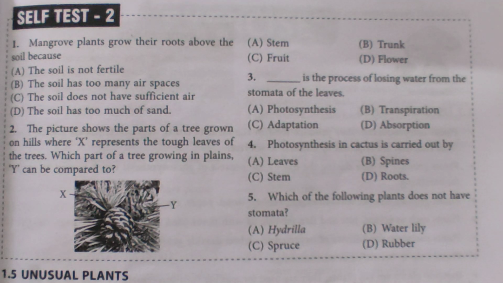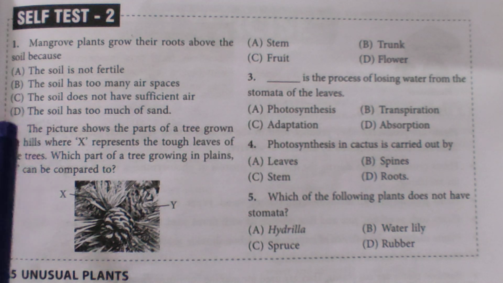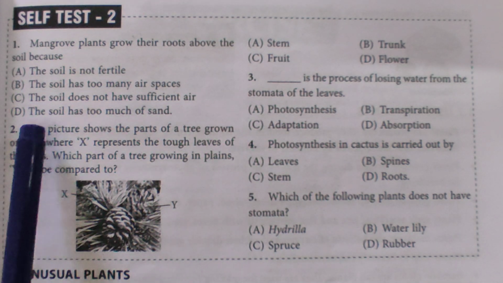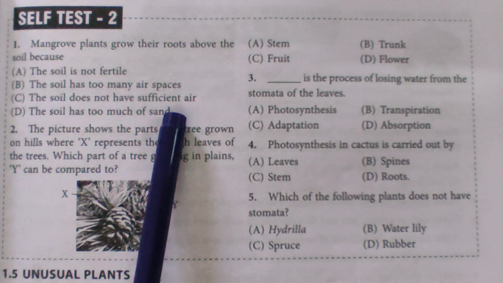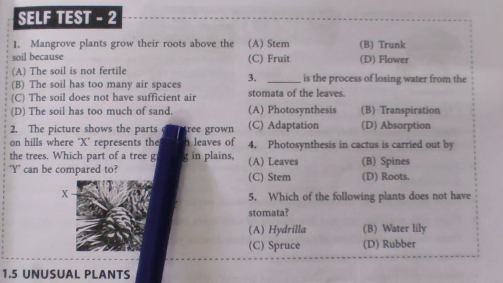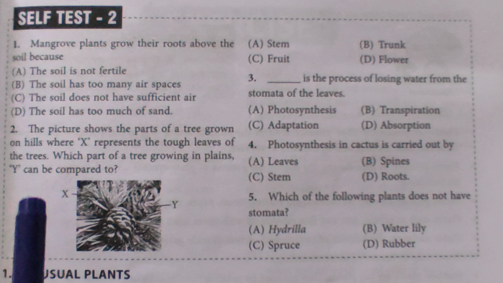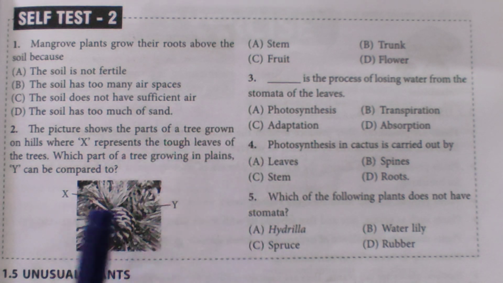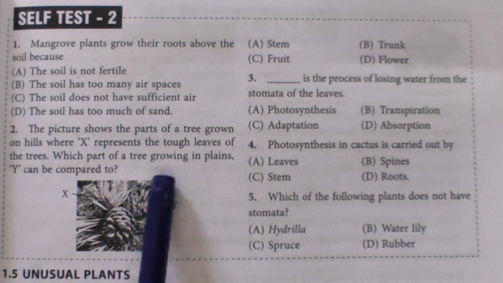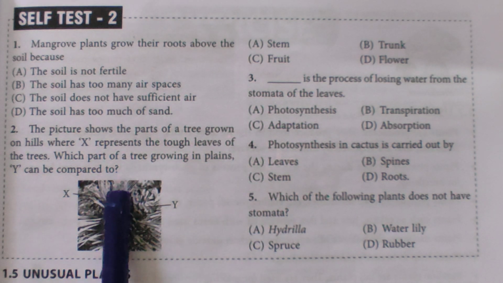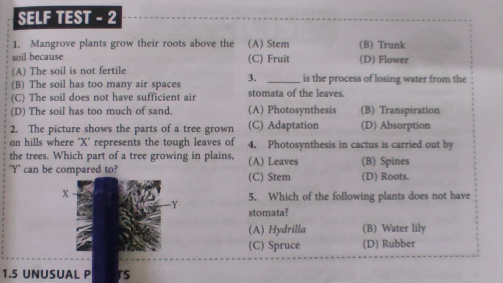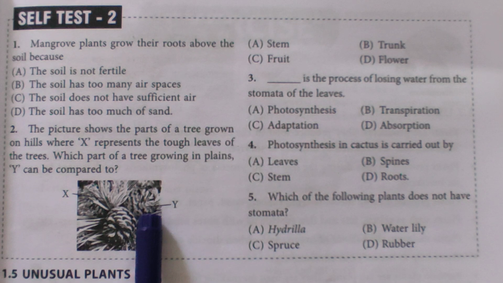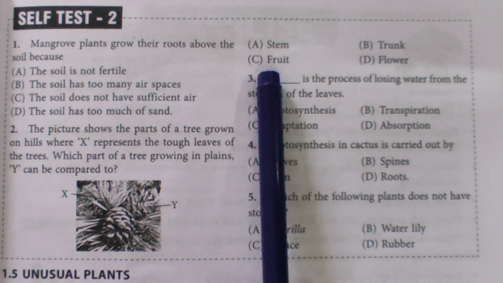Now we will do the self-test. Mangrove plants grow their roots above the soil because, we learned, why? Because the soil does not have sufficient air. That's why their roots come up above the soil. The picture shows the parts of a tree grown on hills where X represents the tough leaves of the tree. Which part of a tree growing in plains can Y be compared to? We learned that it's a fruit.